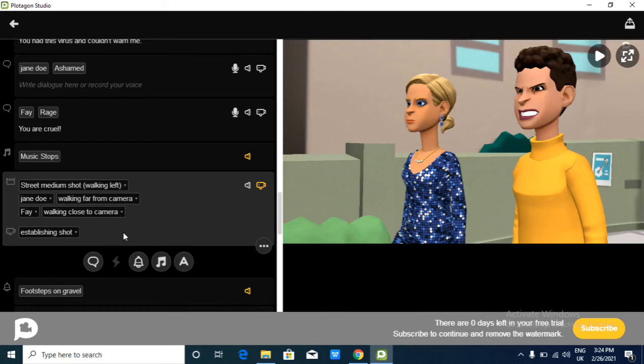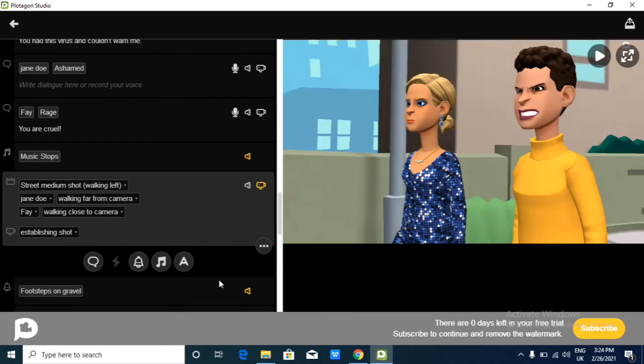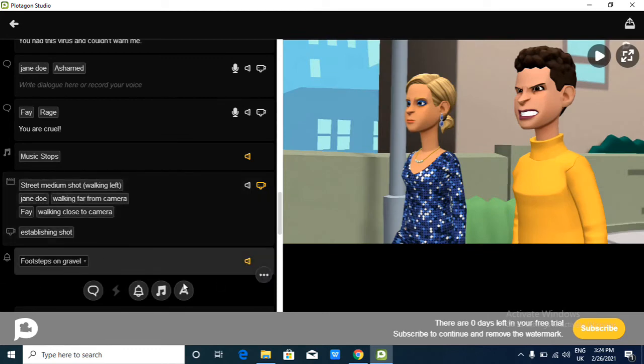So when we establish the shot, you're going to see them walking, and I added the sound effect again, footsteps on gravel. They are walking and we can see them walking, but if I silence these sound effects, it's just going to be as if they are walking and we're not hearing anything. So that's why I added the sound effect, footstep on gravel.